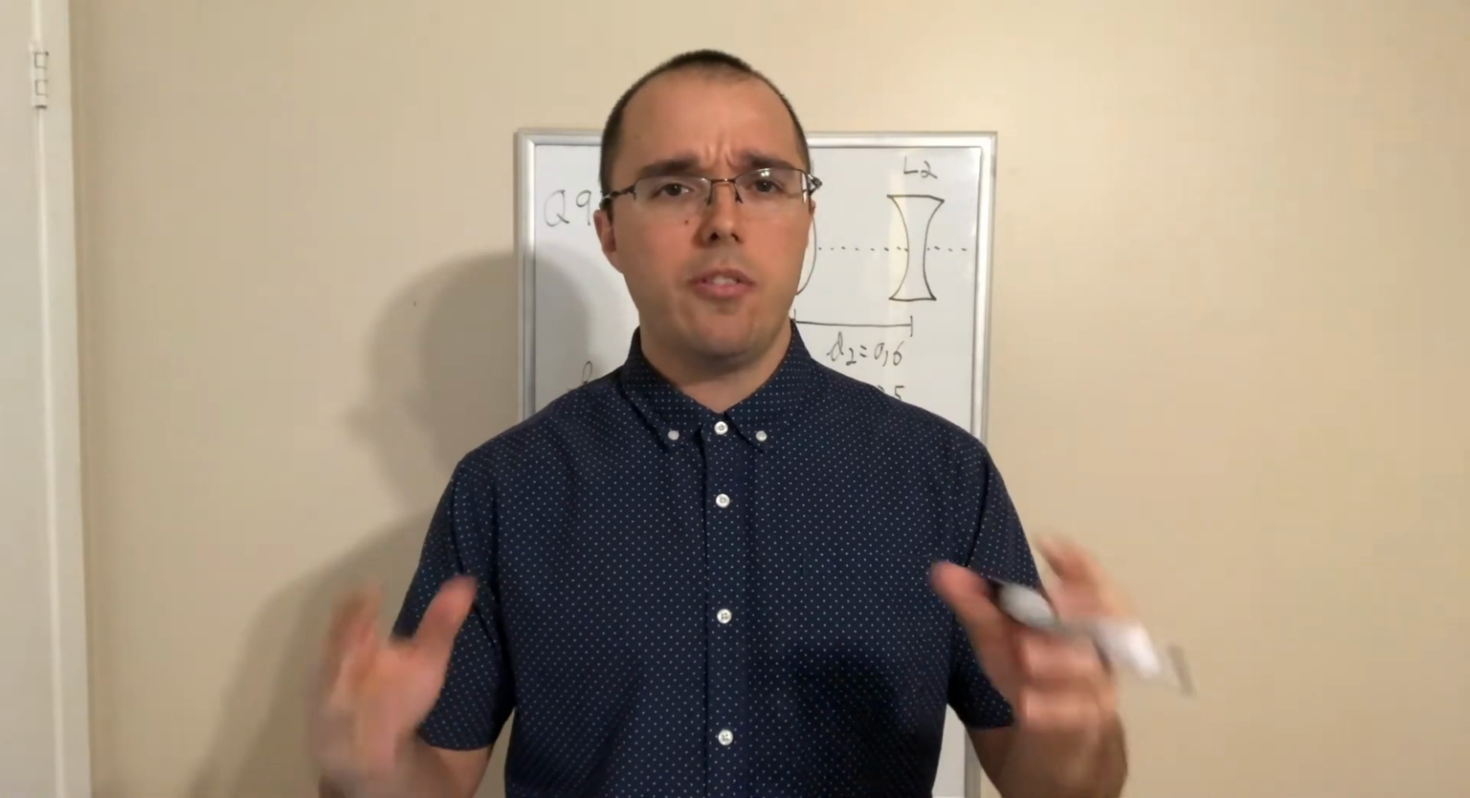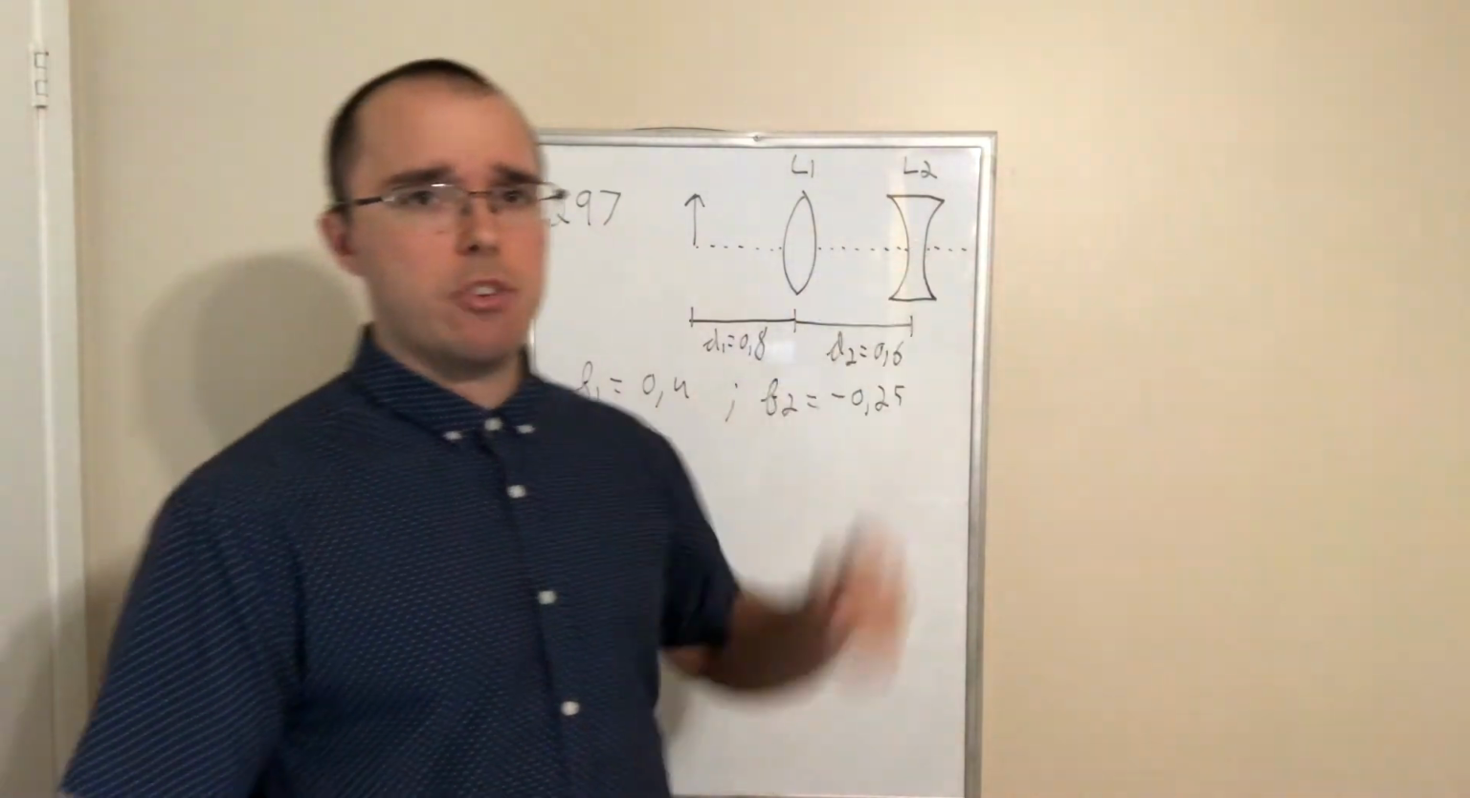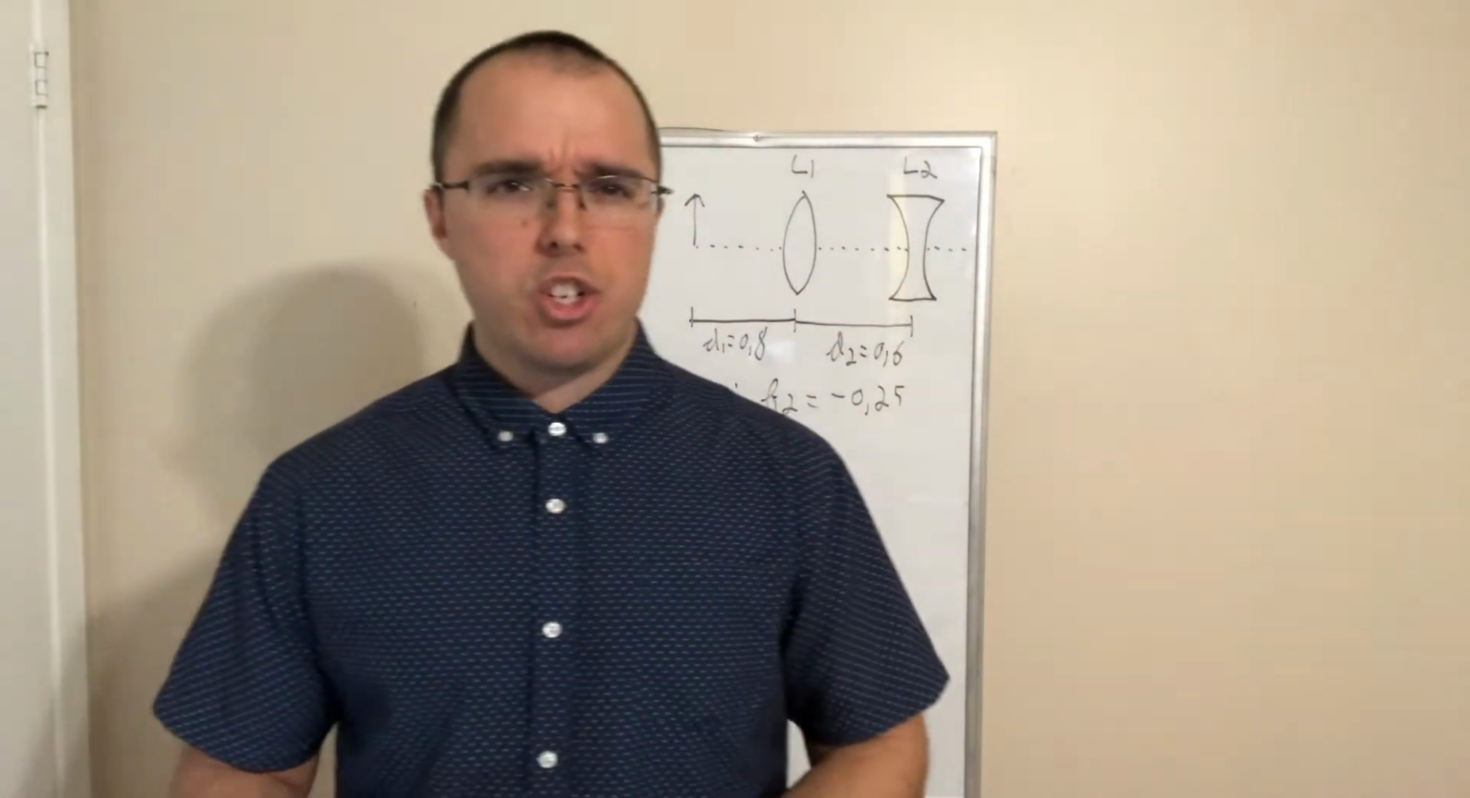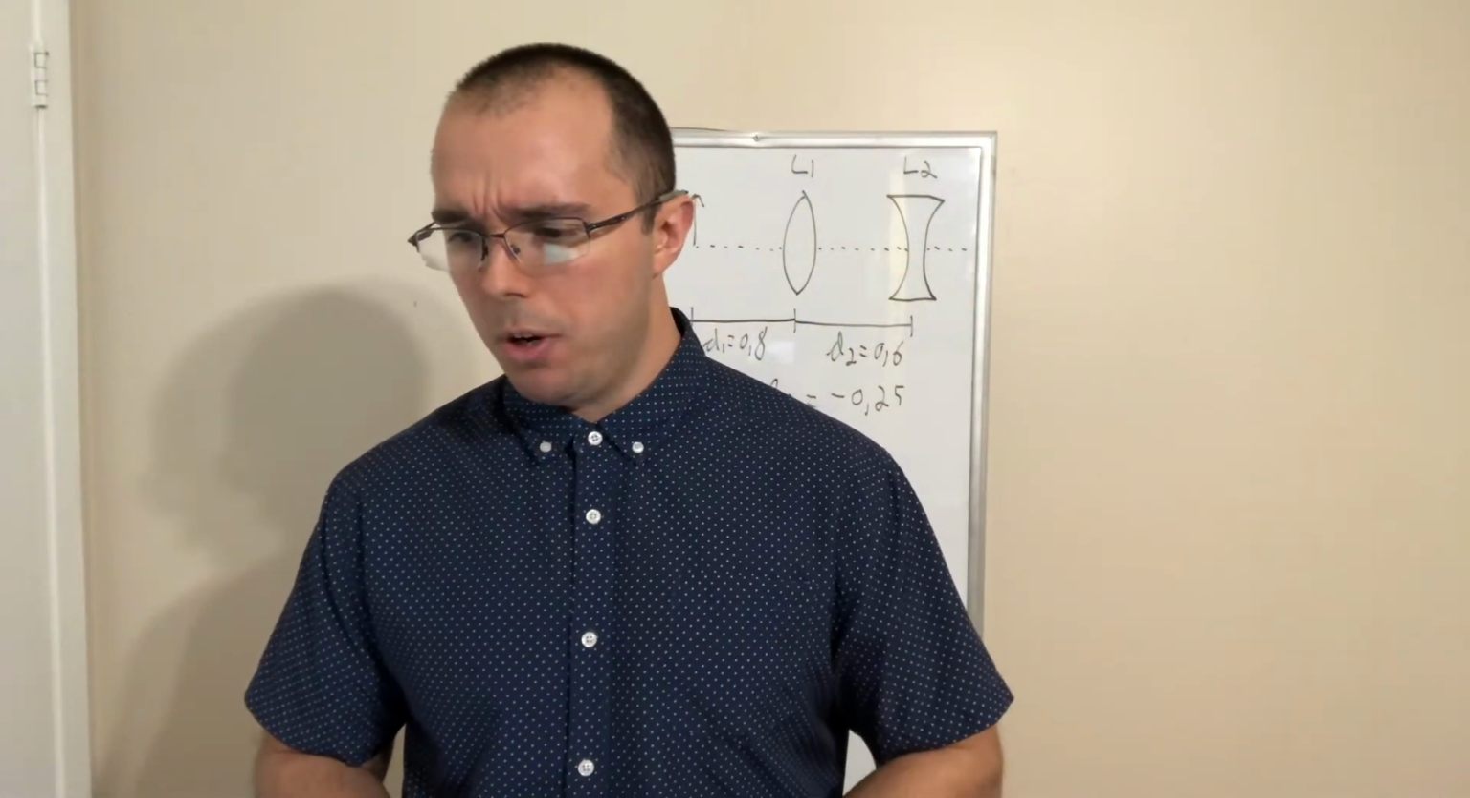Hi everyone, this is the third example of chapter 5.4, and again it involves two optical devices. In this case, a converging and a diverging lens. So let's read the question and then we're going to solve that one.